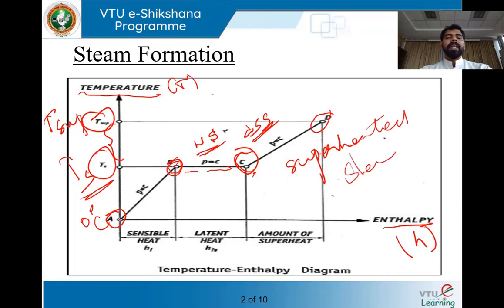So when it is in the liquid phase, there is a change in temperature and a change in enthalpy. When it's a two-phase mixture, there is no change in temperature, it is constant temperature, but a change of phase from liquid state to vapor state. Once it has been completely converted into vapor, further addition of heat will increase the temperature of the steam, as well as increase the grade of the steam from dry saturated state to superheated state. That is what we have shown here.